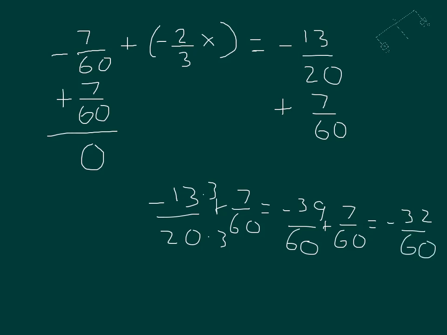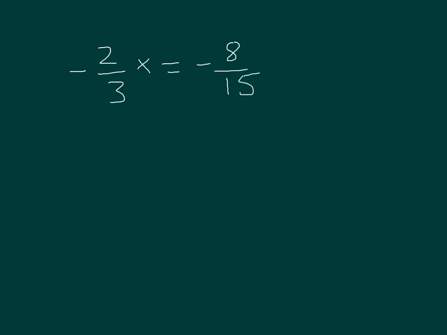Bring that down over here. Negative 32/60, we're going to divide by 4. We're going to get negative 8/15. Now we have come to the equation negative 2/3 x plus negative 8/15. We had 0 in the last step. It was 0 plus negative 2/3 x, but 0 plus anything is always going to equal that number itself. So we have come to this equation now.